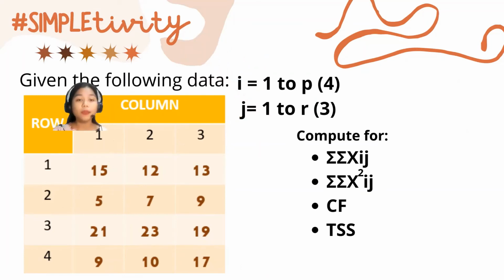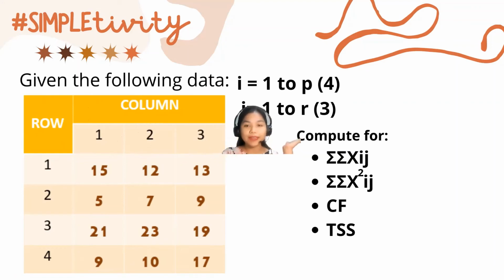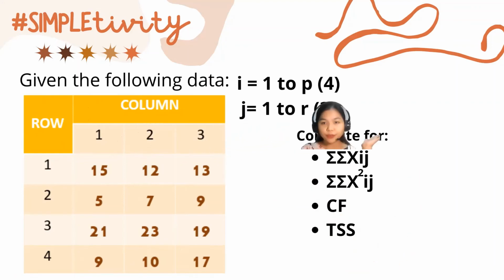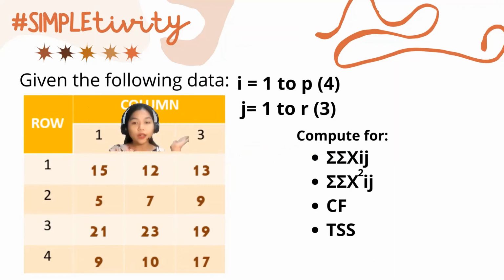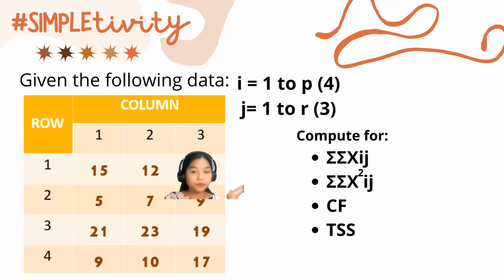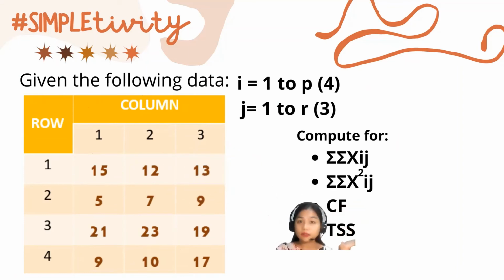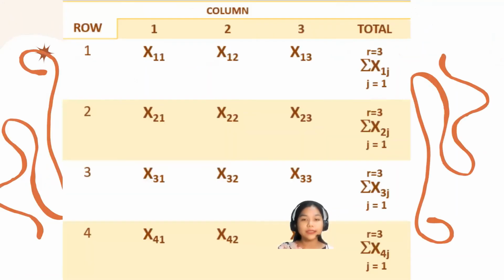For our column is designated using summation index J, right? So it's first column, second column, and the third column. So we have here column 1 to the R column, which is number 3 or the third column. And our task is to compute for the following. Double summation of xij, summation xij, summation of xij squared, a correction factor, and the total sum of squares.